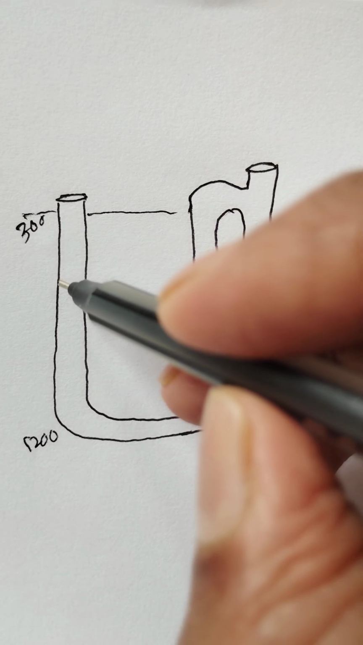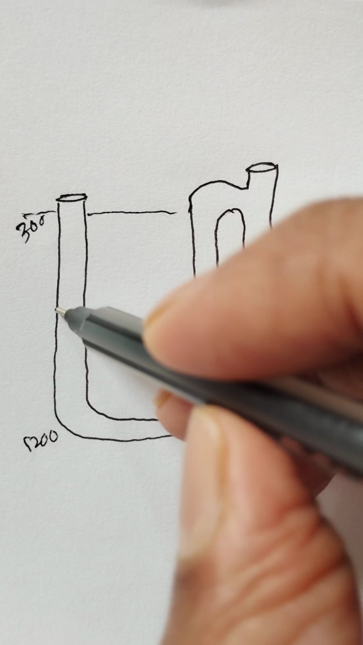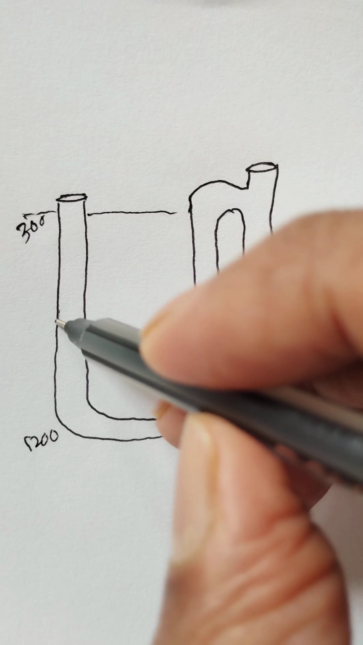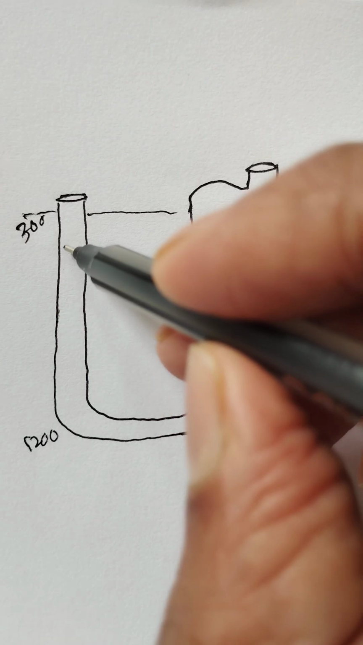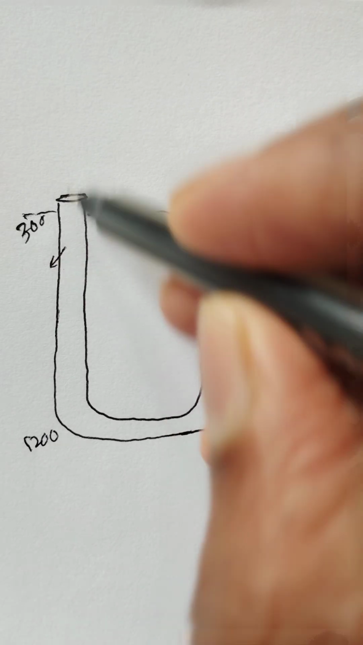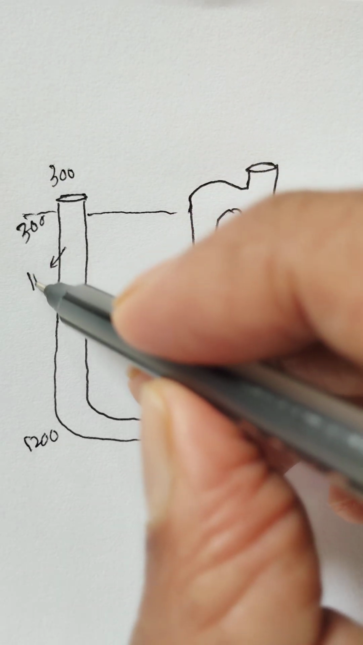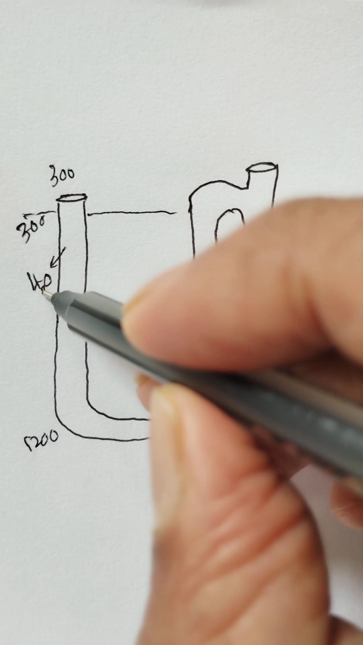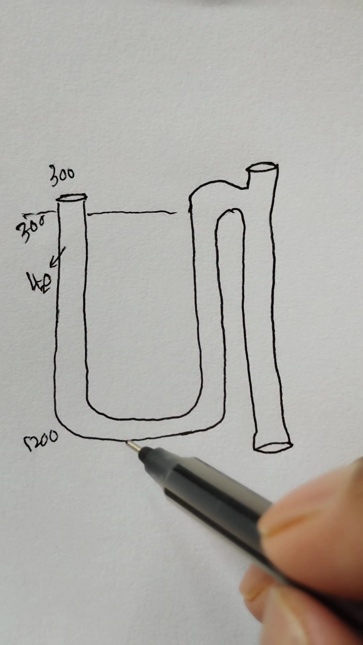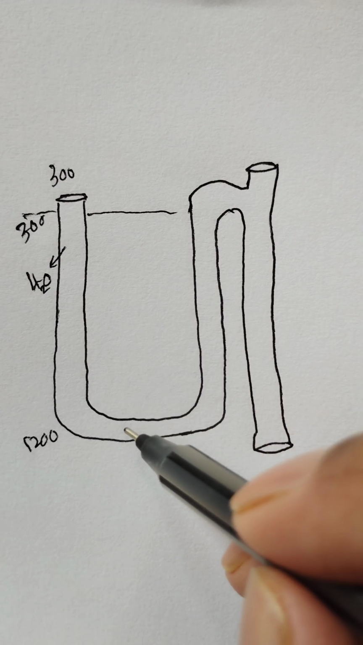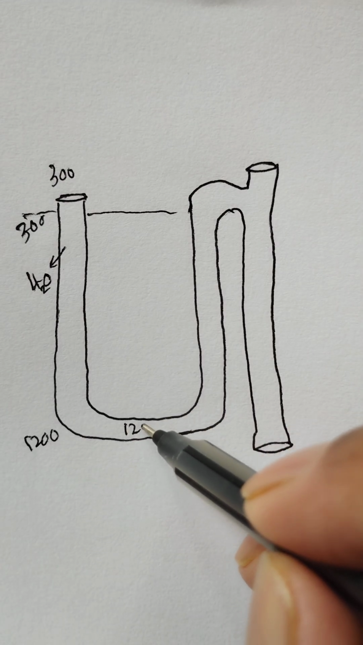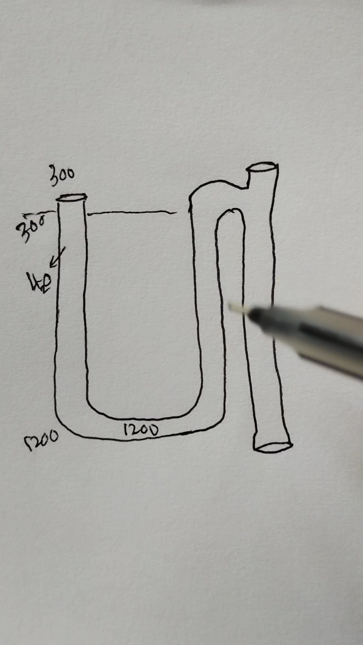The descending loop of Henle is permeable to water but impermeable to solutes. So that is how, when the filtrate reaches the loop of Henle, the water is going to move out, and at the tip of the loop of Henle it becomes 1200 milliosmoles per liter.